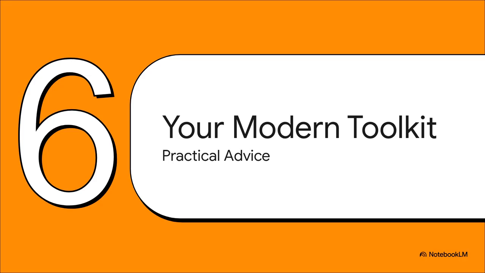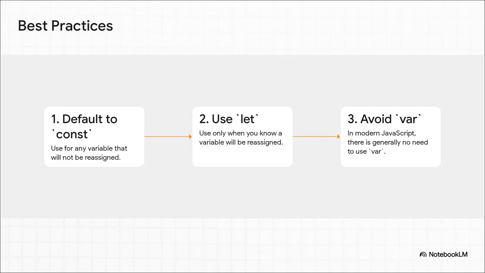All right, we've covered a ton of ground, so let's wrap this all up into your modern toolkit. Here's some simple, practical advice for writing modern JavaScript. Here are the best practices, boiled down to 3 simple rules. 1. Default to const. Just use it for everything, unless you know you need to change it. It signals your intention that a value shouldn't change.